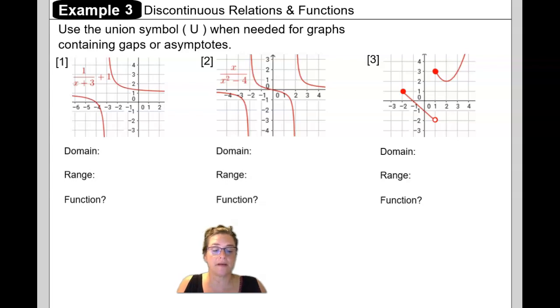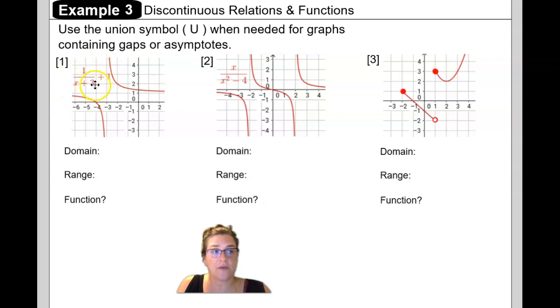Okay, so welcome back to example 3 in our notes for domain and range of functions in interval notation. And in example 3, we're going to have our first experience encountering discontinuous relations and functions. And so you can see here 1 over the quantity x plus 3 plus 1, that's a rational function.